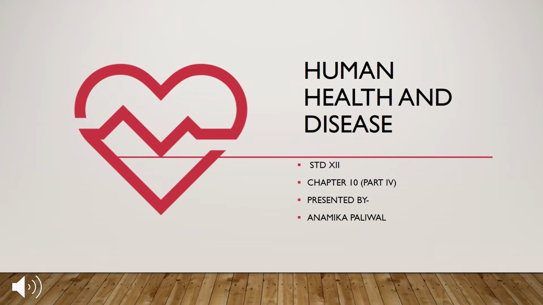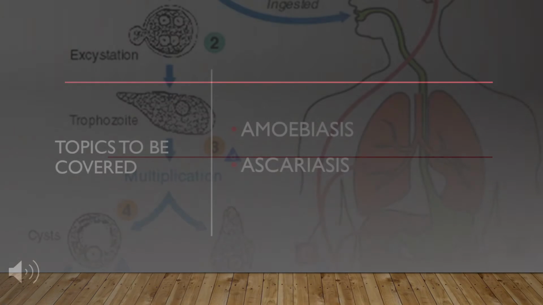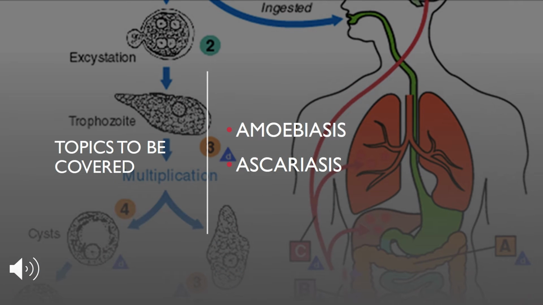Human Health and Disease, Chapter 10, Part 4. So in my last lecture, we started with various types of common diseases. We started with the first one, that is malaria. Today we will be studying two different types of disease. Number one, amoebiasis. Number two, ascariasis.